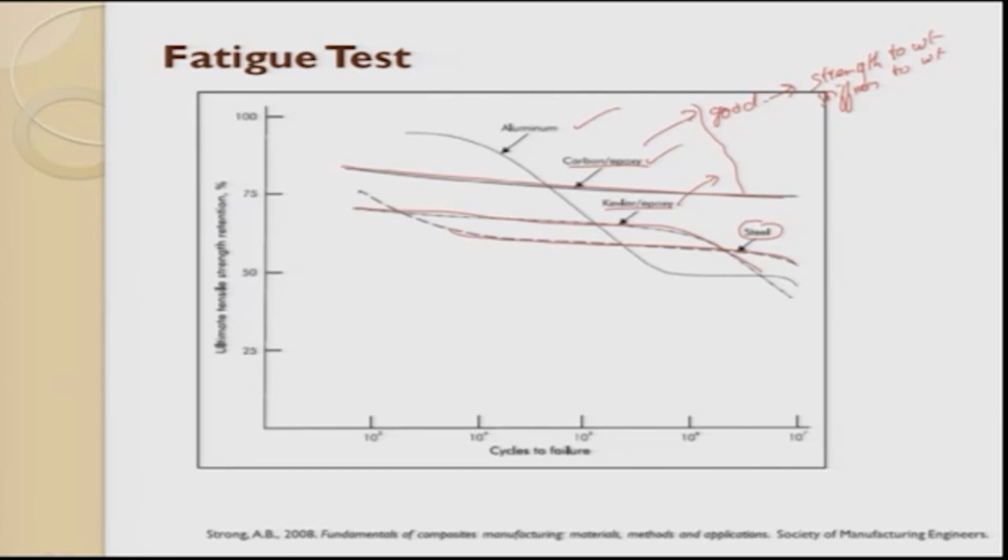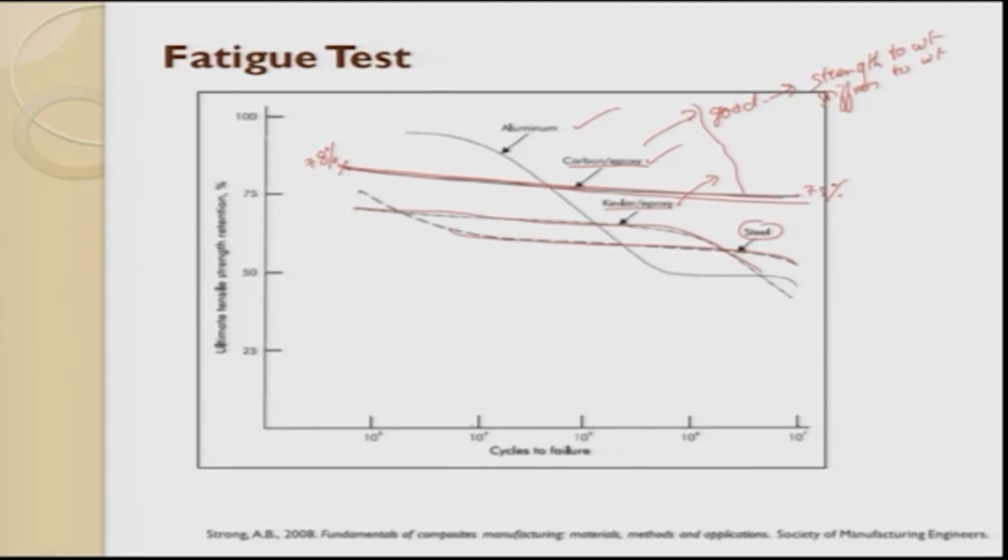If you see that there is a gradual decrease, for example in ultimate tensile strength retention percentage, from here it is somewhere around 78, it goes to around 75 percent when the number of cycles goes up to 10 to the power 7. 10 to the power 7 cycles you have done, and you see the decline in the tensile strength, right. This is the tensile strength, or people call it the residual tensile strength.